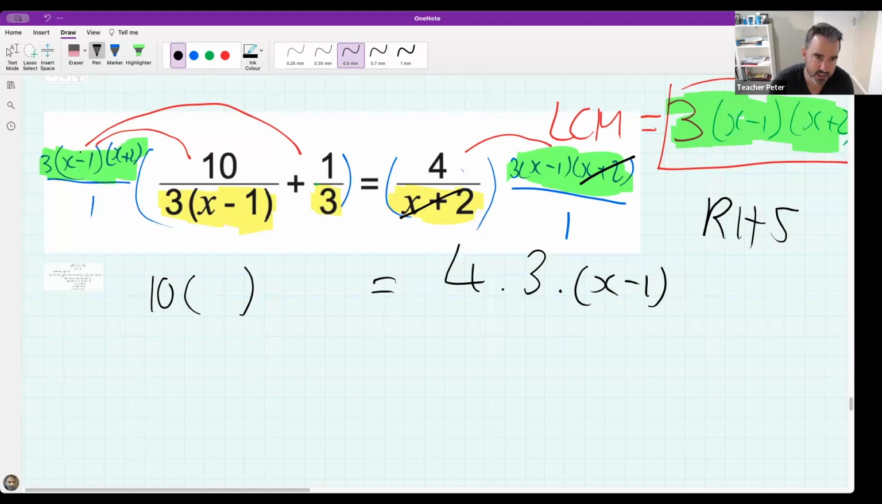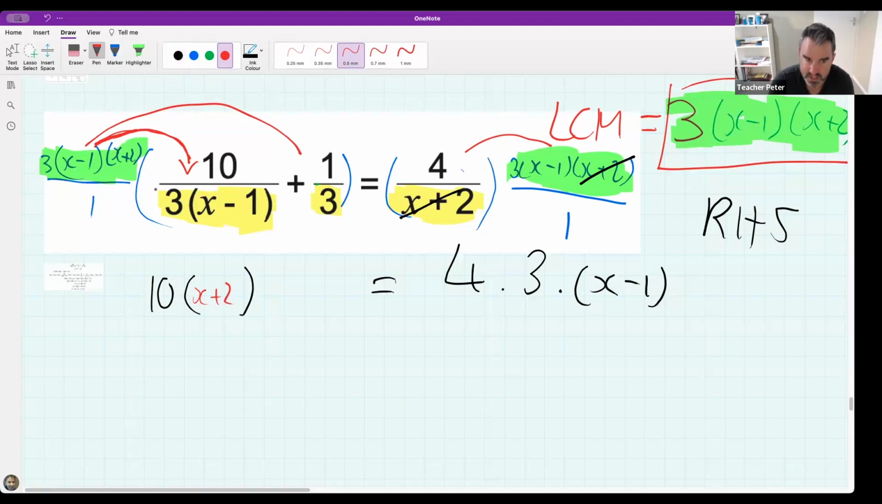So I'm multiplying this thing by this thing, and I want to know, the 10 is already there. What's left behind after cancelling? It's going to be the x plus 2. Yes. But I'm not done.